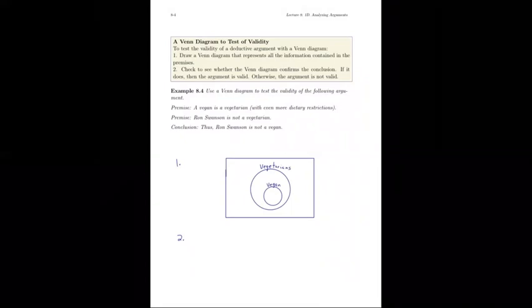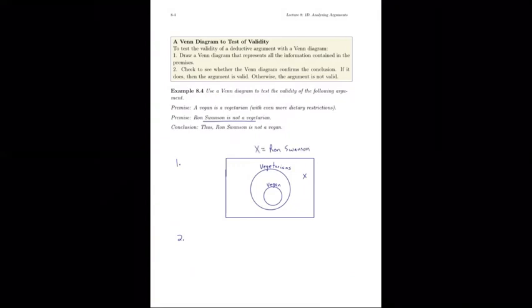Okay, so that's the first premise here. And notice it's a categorical statement, and it could say all vegans are vegetarians, right? But it says a vegan is a vegetarian, so any single representative of one group is in the other one. All vegans are vegetarians. It's a nice way to infer that. So Ron Swanson is not a vegetarian. So we decisively put an X out here for Ron Swanson. Okay, X is equal to that.